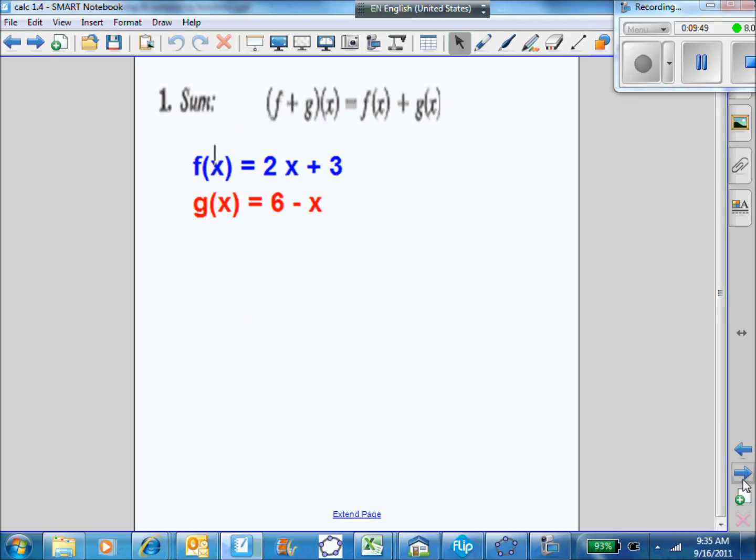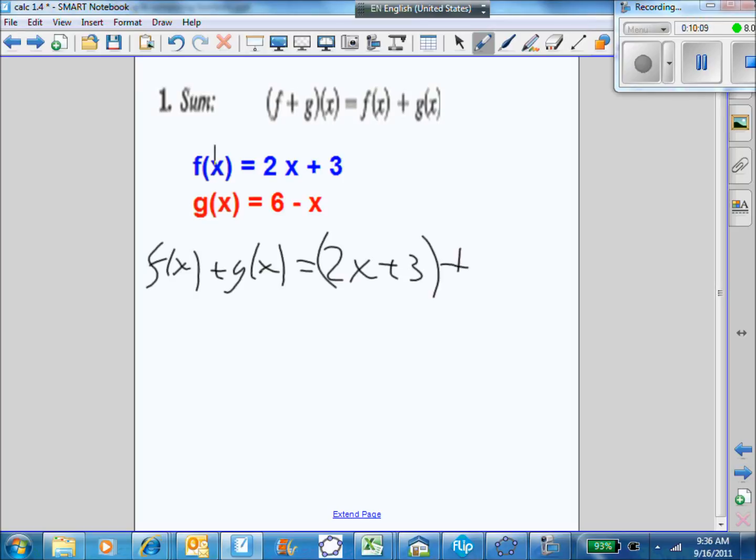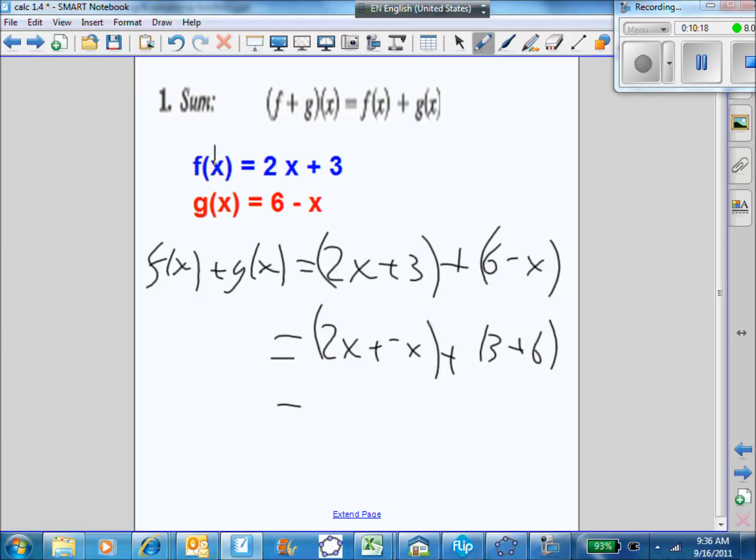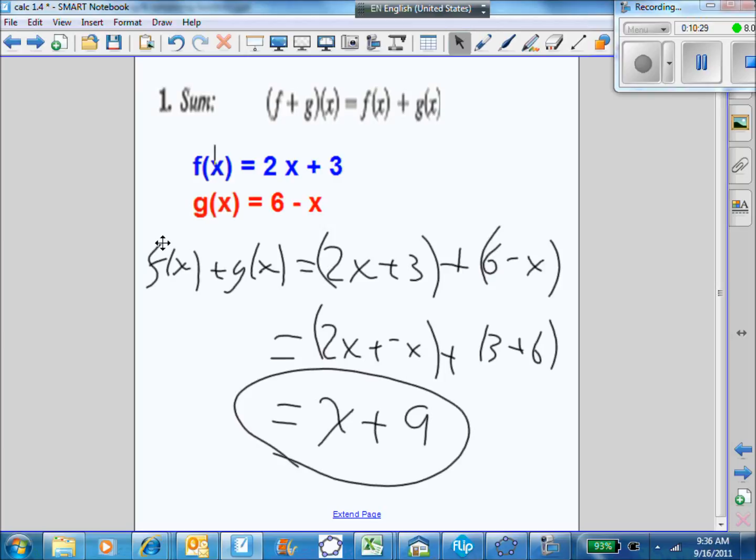Algebraically, I'm going to do the first one, then I'm going to want volunteers on the next. To add these two up, to do f plus g of x, which I usually write as f of x plus g of x, I just replace the f of x with 2x plus 3, and the g of x with 6 minus x. I add up the x's and add up the constant terms, and I get x plus 9. And that was our graph before, x plus 9, y intercept was 9. So that's combining two functions by addition. You got it?